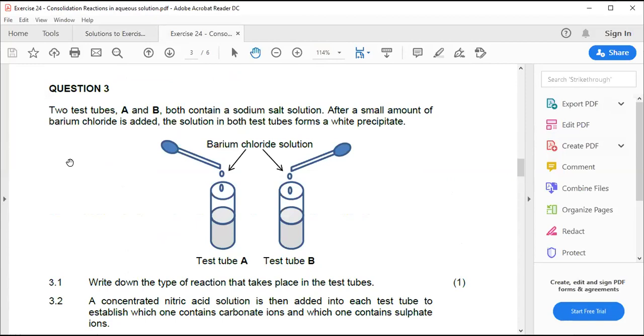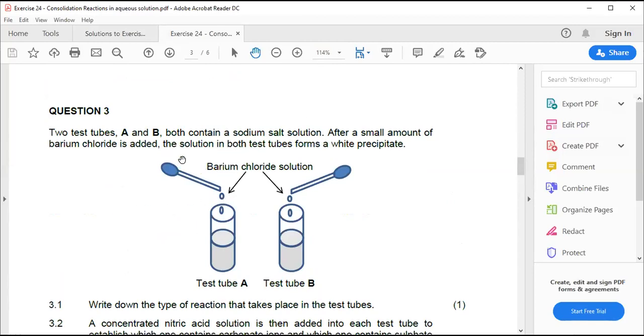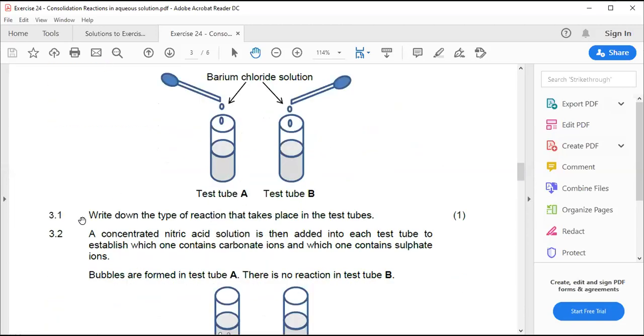Okay, fine. So two test tubes A and B both contain sodium salt solution. After a small amount of barium chloride is added, the solution in both test tubes forms a white precipitate. So both contain a sodium salt, sodium bonded to another anion. We're not sure which one it is. Write down the type of reaction that takes place in the test tube.